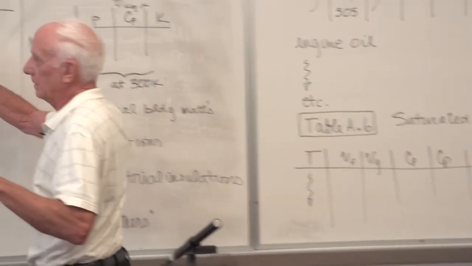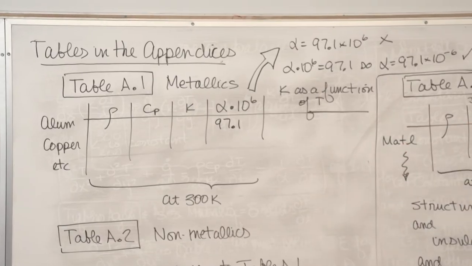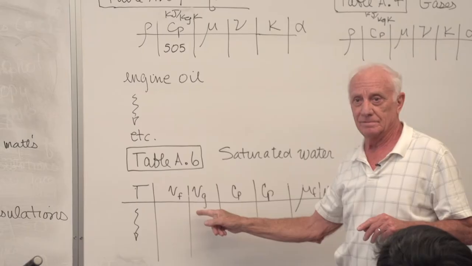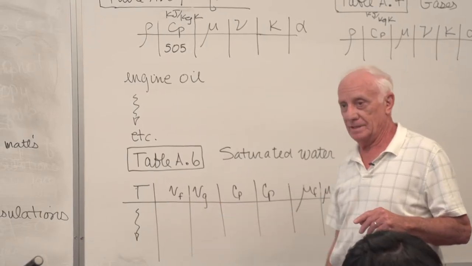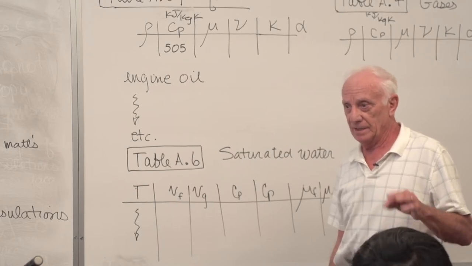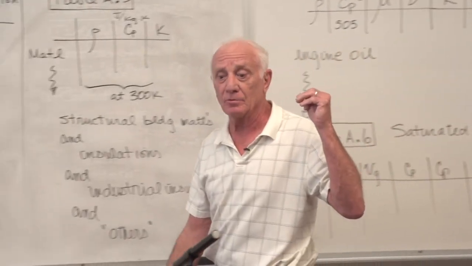In this table there's no density column. Density is in the thermo table. Density is 1 over little v, 1 over specific volume. You've got the density, it's just in the thermo table, that's all.